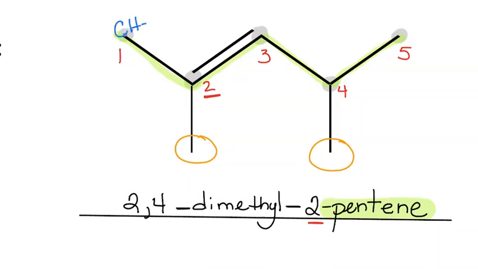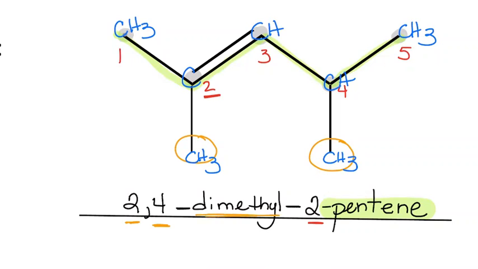Okay, so this is a CH3. This is a carbon. This is a CH3. This is a CH. This is a CH. CH3. CH3. So as you can see, the ones that I circle in orange, those are the positions of my methyl groups. And then the dimethyl are the 2 CH3s that are out of that.